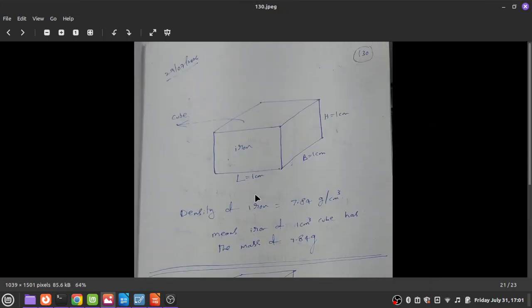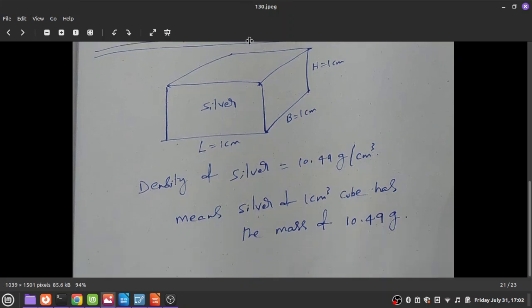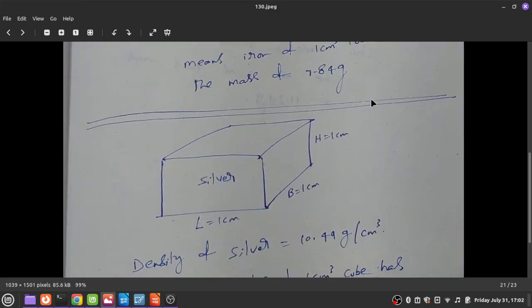Therefore, here an iron cube is taken with length 1 centimeter, breadth 1 centimeter, height 1 centimeter. So its volume is 1 centimeter cube. And if you measure the weight of this iron cube, it is found to be 7.84 grams. The volume is 1 centimeter cube. Therefore, it is 7.84 divided by 1 centimeter cube, which is equal to 7.84 grams per centimeter cube.